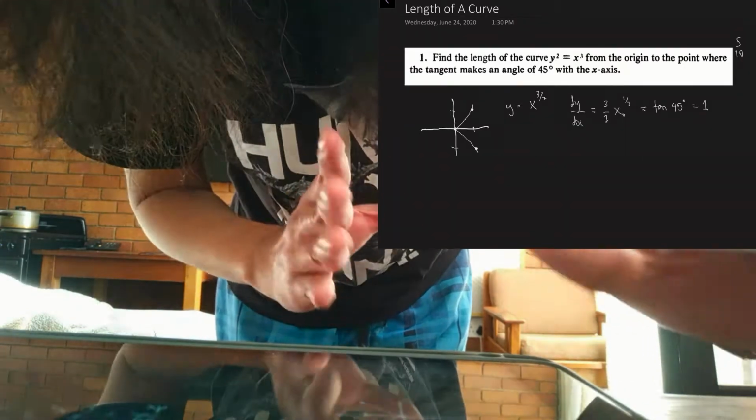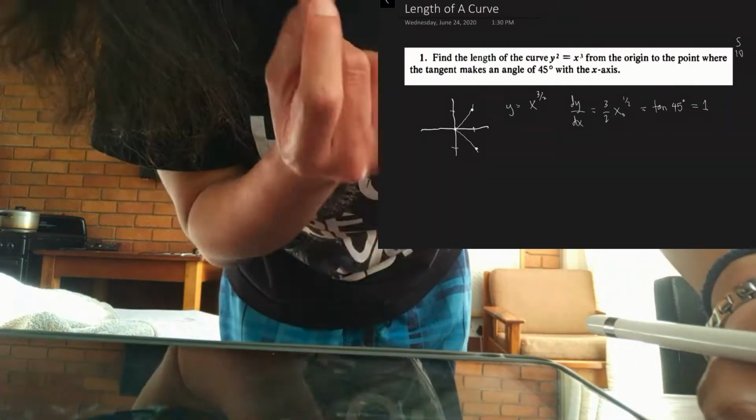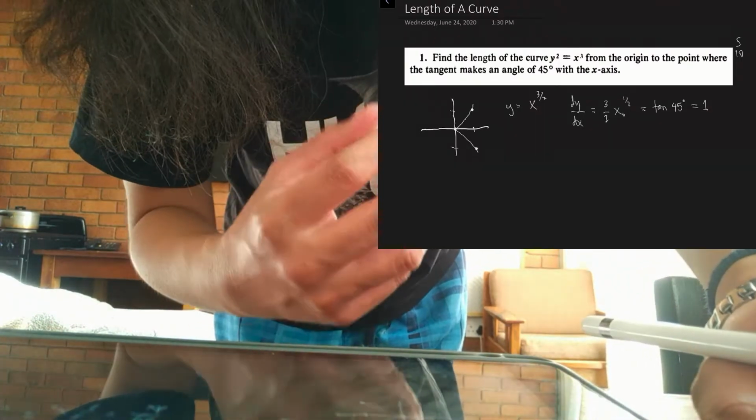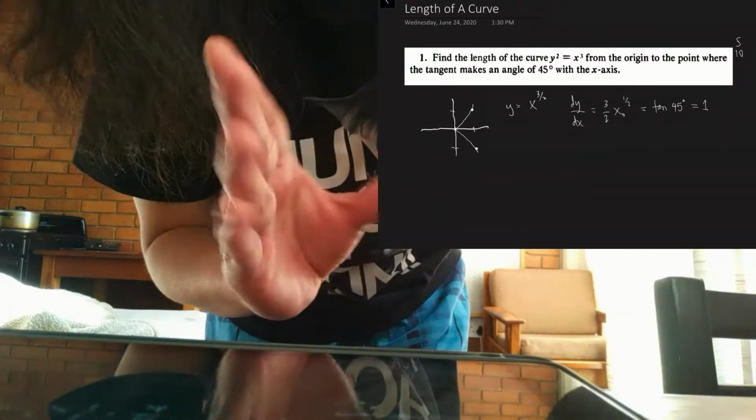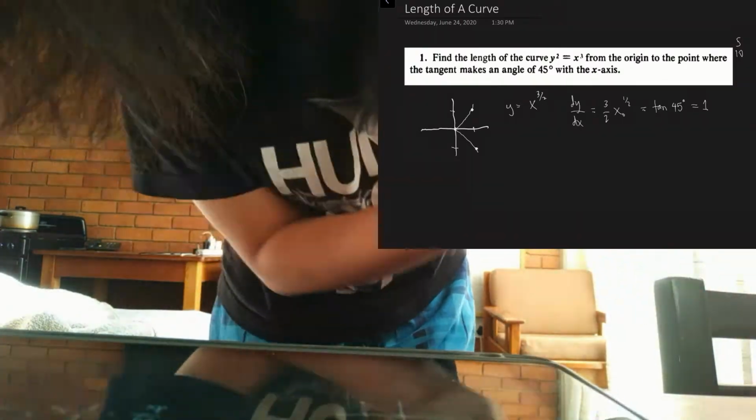And in fact, a fun trivia: the word tangent actually comes from the Latin word tangens, which means to touch, because your line is touching your curve at a particular point.